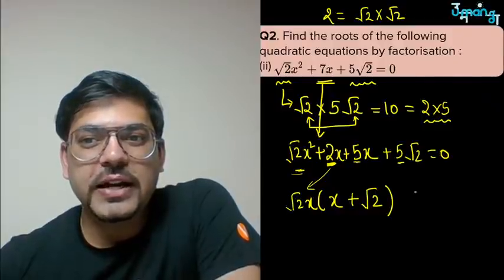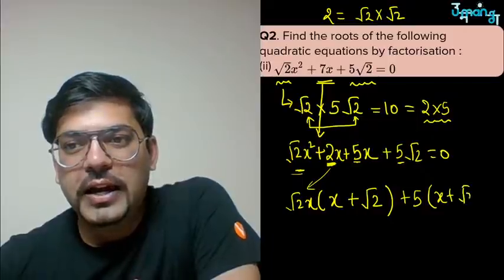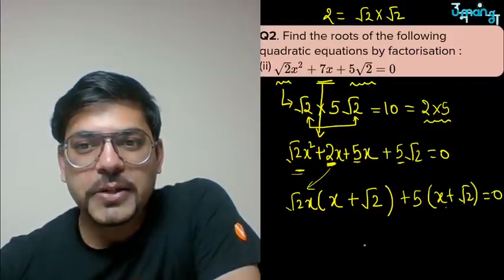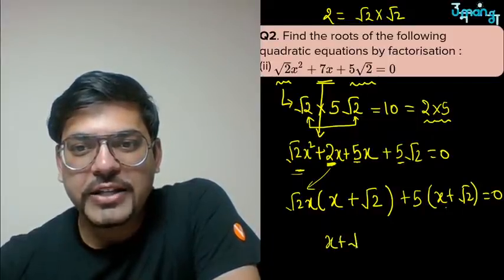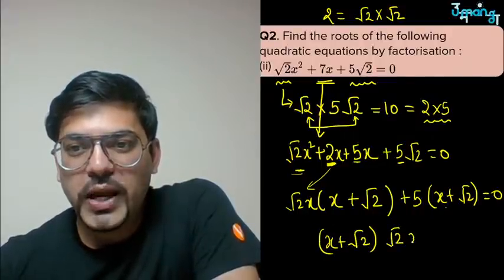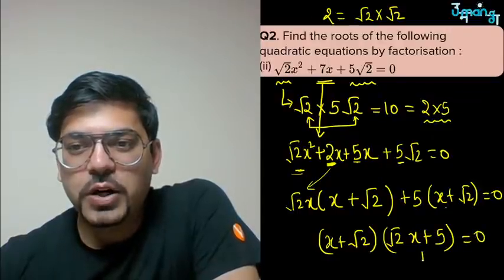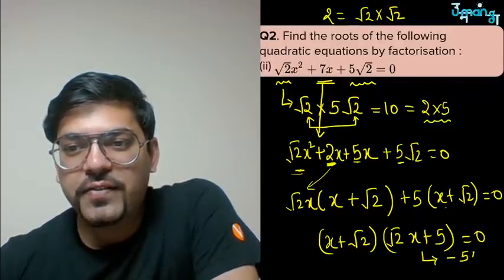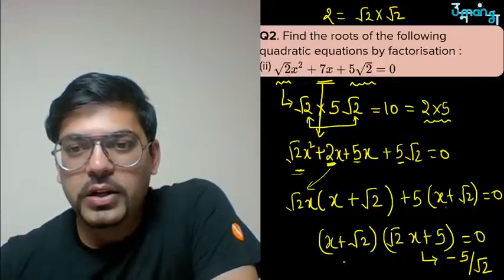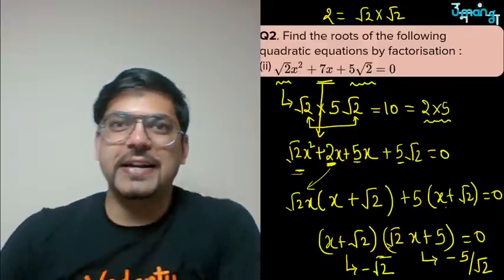From these two terms I'll get 5 common. So I have taken 5. Remaining is x plus root 2. And what we got, x plus root 2, is common, so hence we will take x plus root 2 as common. Remaining will be root 2x plus 5, and hence equals to 0. So we have got the zeros here: minus 5 upon root 2, and the other zero will be minus root 2. Did you all understand it, my lovely kids?